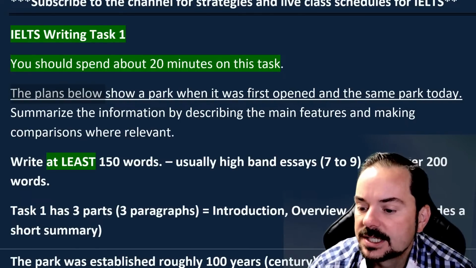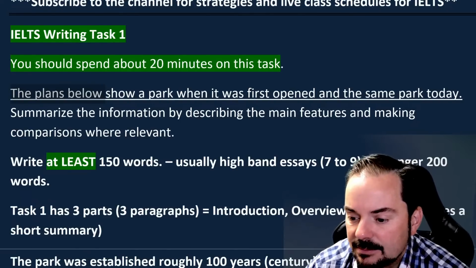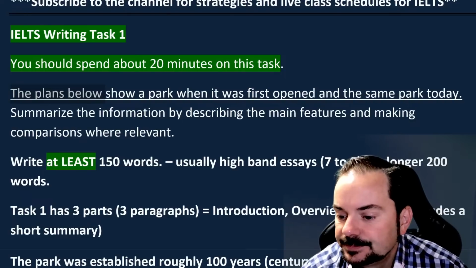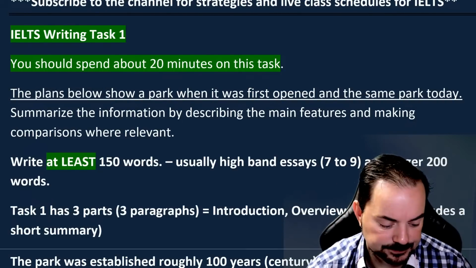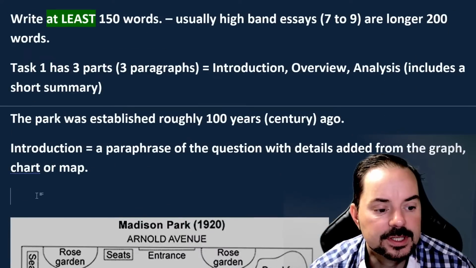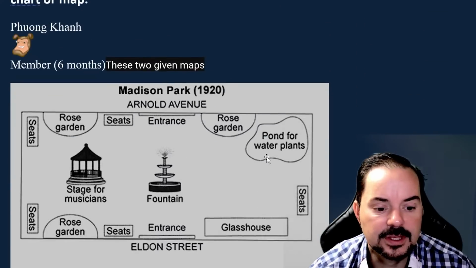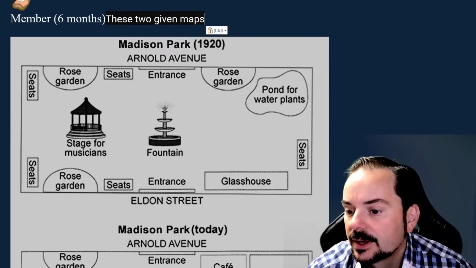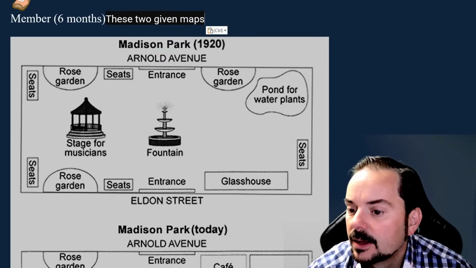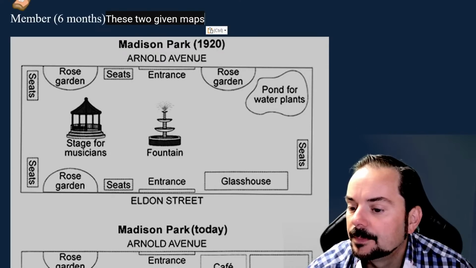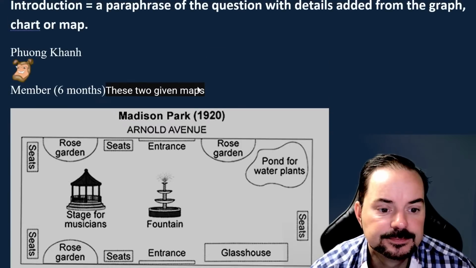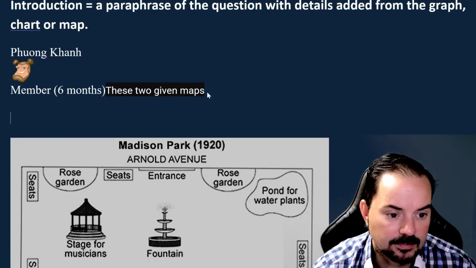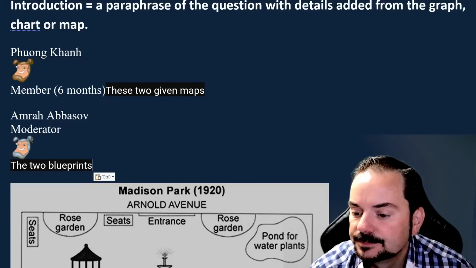All right, so Fuang says these two given maps. Let me take that, Fuang. So Fuang says we could start it this way. We could say these two given maps. Amra says the two blueprints.